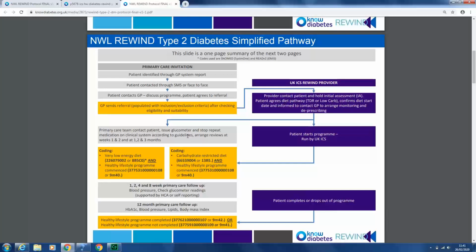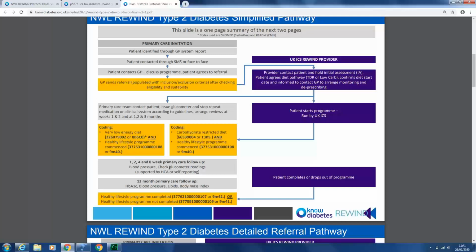It's important that at that point the patient is contacted and some reviews are arranged. You'll want to code the information on the clinical template. It's all there ready for coding, and then arrange follow-ups at 1, 2, 4 and 8 weeks. These can be done by telephone. In fact, most of the interchanges with the patient can be done by phone rather than seeing the patient face to face, which will save some time. There's an additional follow-up at 12 months.